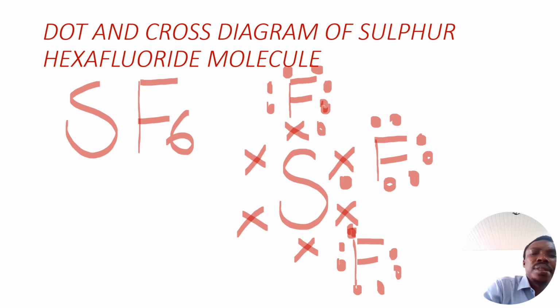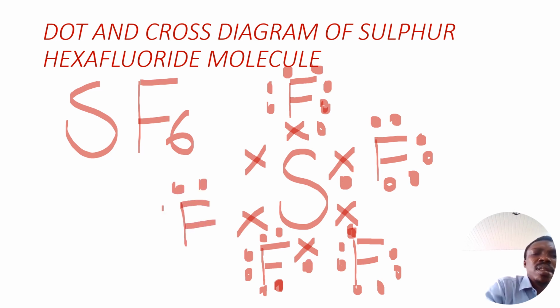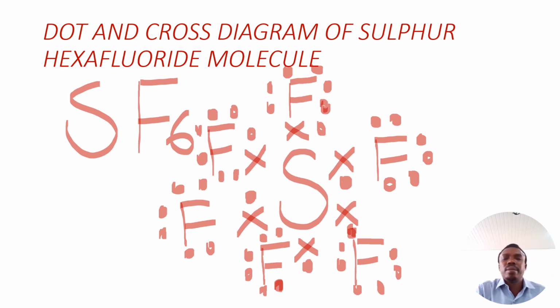Then another fluorine: 1, 2, 3, 4, 5, 6, 7. Another fluorine: 1, 2, 3, 4, 5, 6, 7. And this fluorine: 1, 2, 3, 4, 5, 6, 7. So if you look at sulfur, how many electrons does sulfur have?